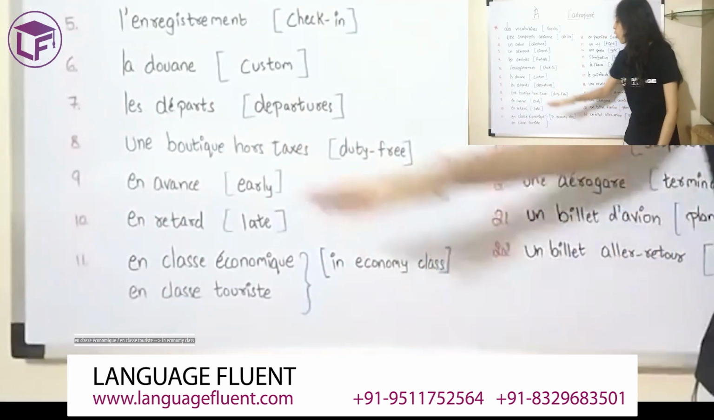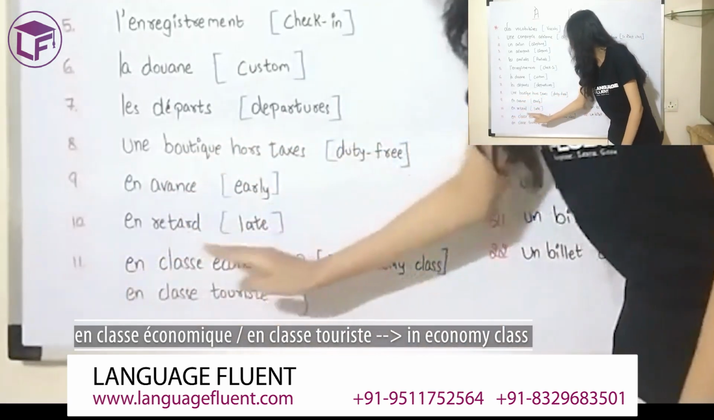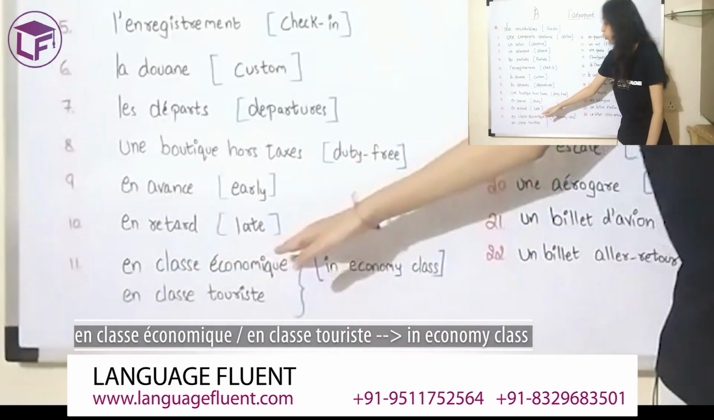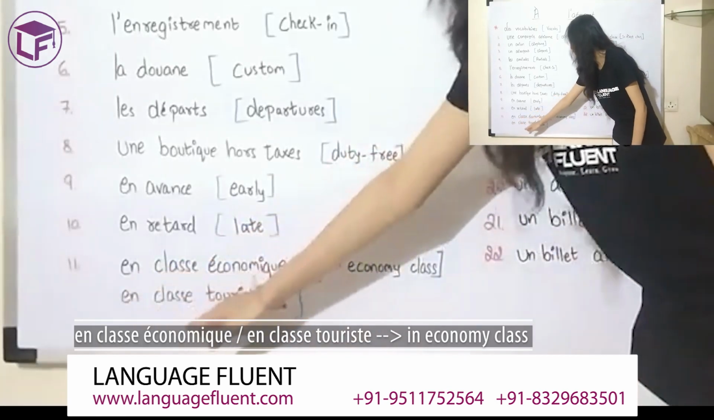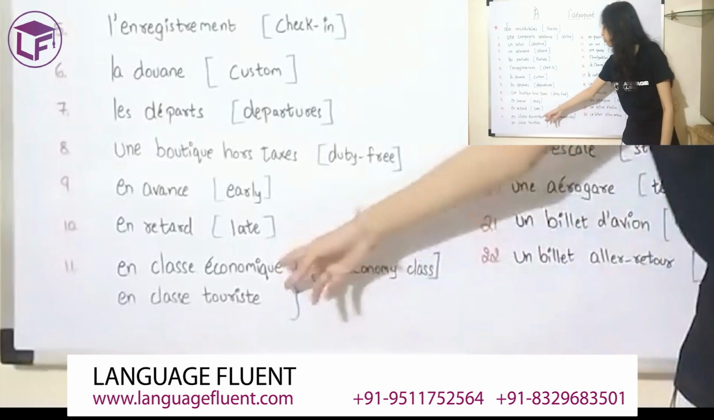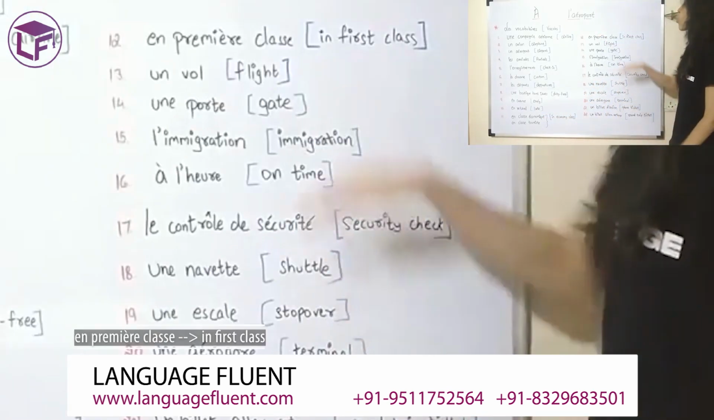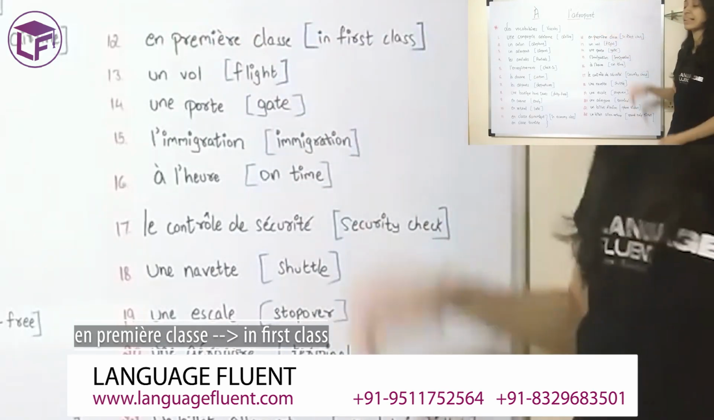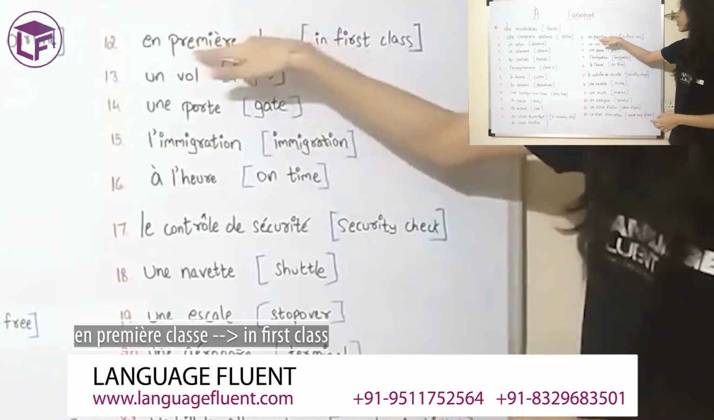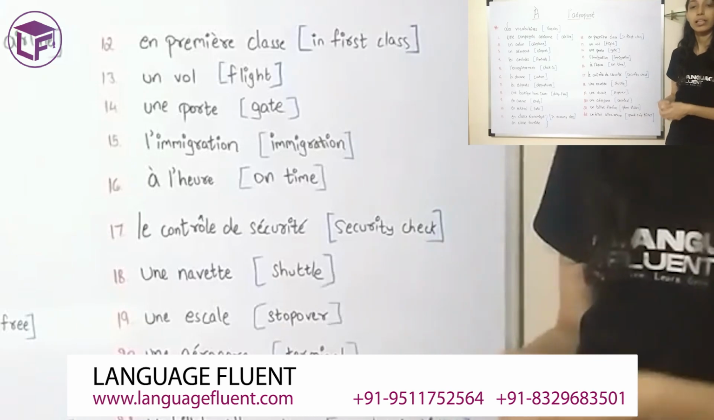Then we have en classe économique and en classe touriste. This means in economy class. Both have the same meaning in English. Then we have en première classe, pronounced première. This means in first class in English.